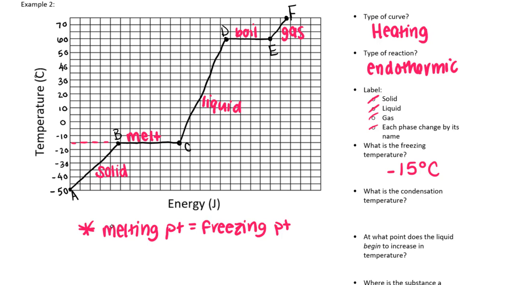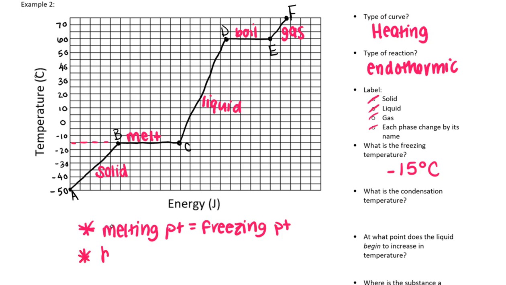It takes the same amount of energy for a substance to freeze as it does to melt. So let's say I need to put in 100 joules of energy to get my substance to melt. Well, if I remove those 100 joules of heat energy, that substance will freeze. So since it takes the same amount of energy, they're going to occur at the same temperature.